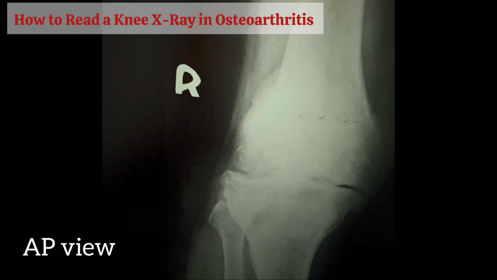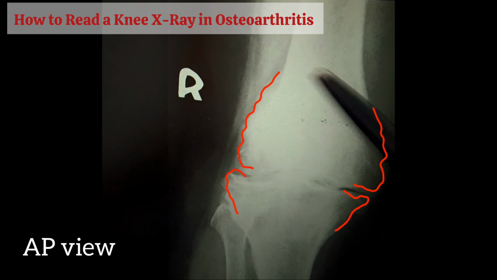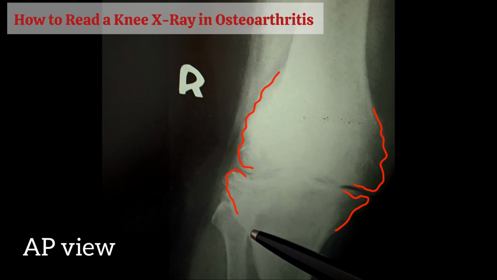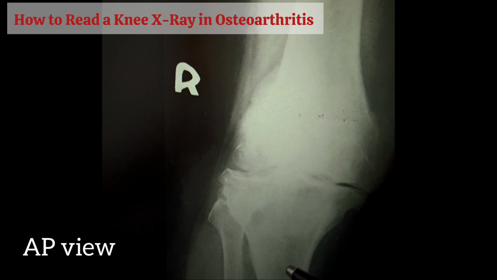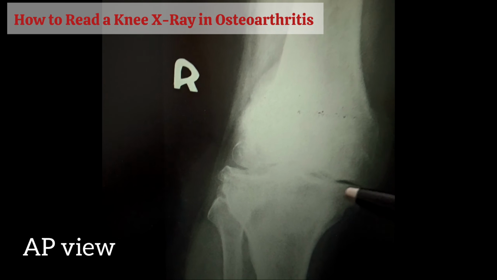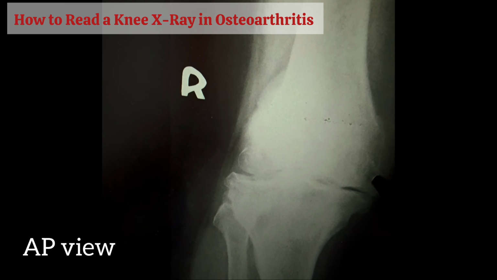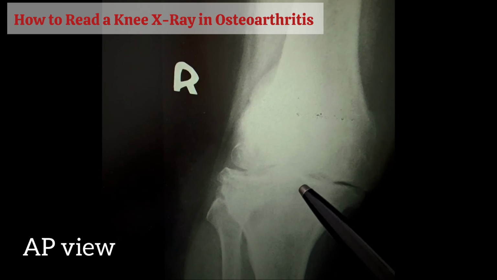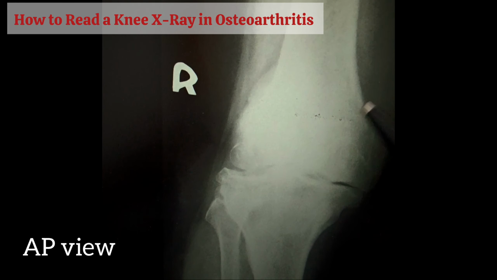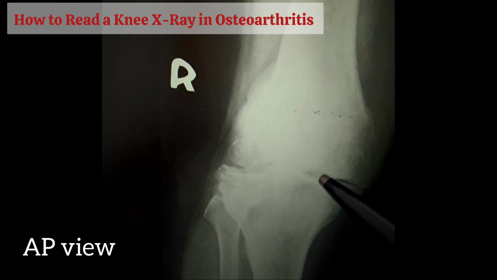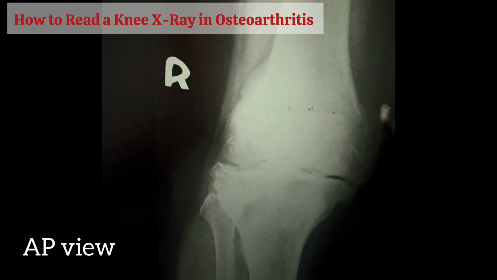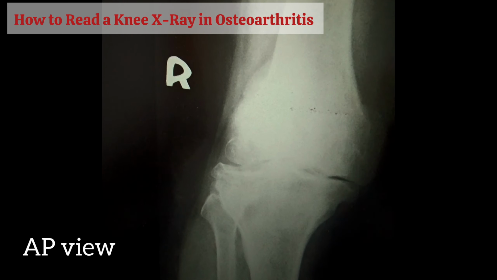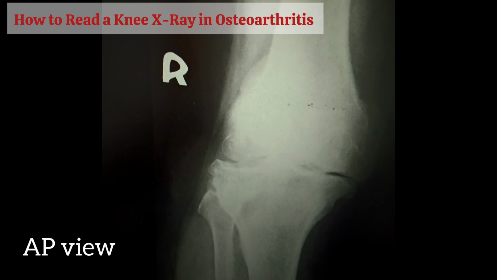Okay, the bone contour is almost irregular. You can see here the margins. These are very much irregular, and there is visible remodeling or deformity in the femoral condyles and tibial plateau. Okay, all these changes point towards grade 4 osteoarthritis, or you can say severe osteoarthritis. According to the Kellgren and Lawrence classification system, we can label it as grade 4 osteoarthritis or severe osteoarthritis.